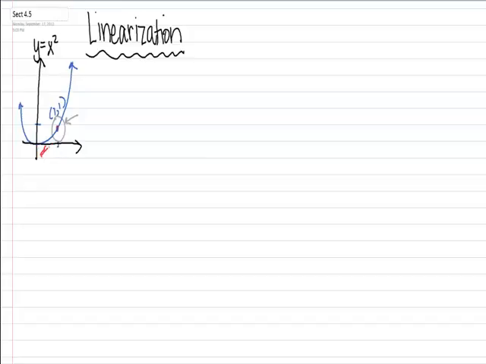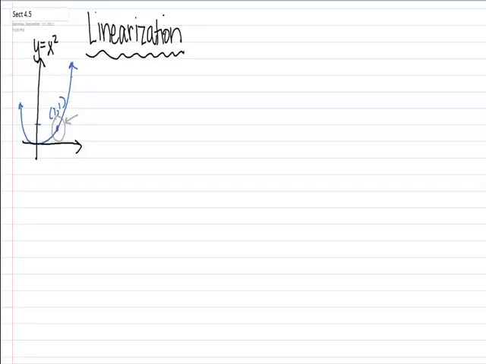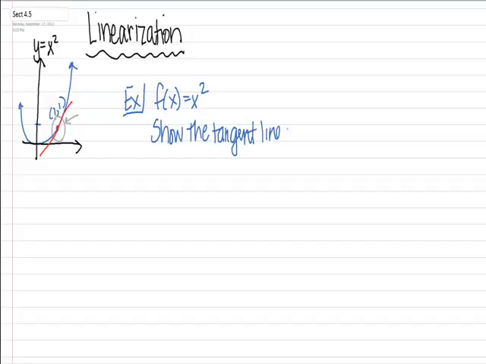So, having a little trouble here drawing this line. Oops. Okay, so there's my really crooked tangent line. So we're going to do an example. Given the function f of x equals x squared, I want us to show that the tangent line at the point (1, 1) is y equals 2x minus 1.